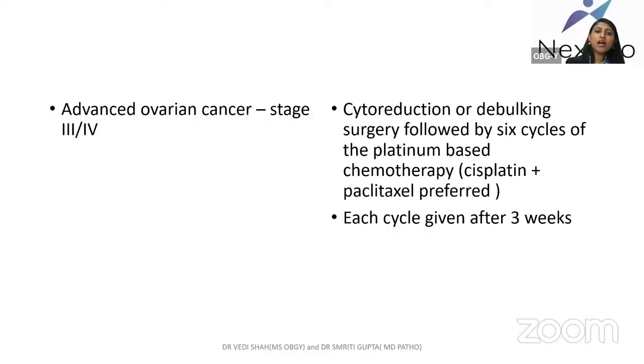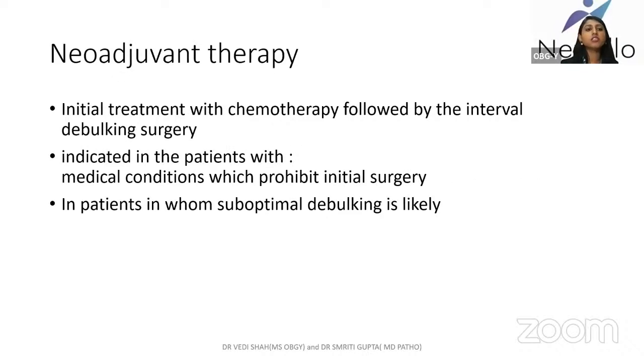Once it is advanced ovarian cancer, instead of the surgical staging, what we have here is the cytoreduction, that is removal of as much of the tumor as we can see, which is also called debulking surgery. Along with that, 6 cycles of platinum-based chemotherapy, which includes cisplatin and paclitaxel, and each cycle is given after 3 weeks of the surgery.